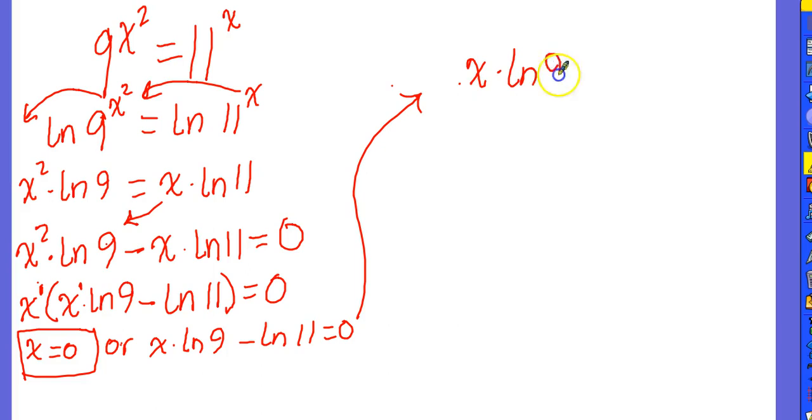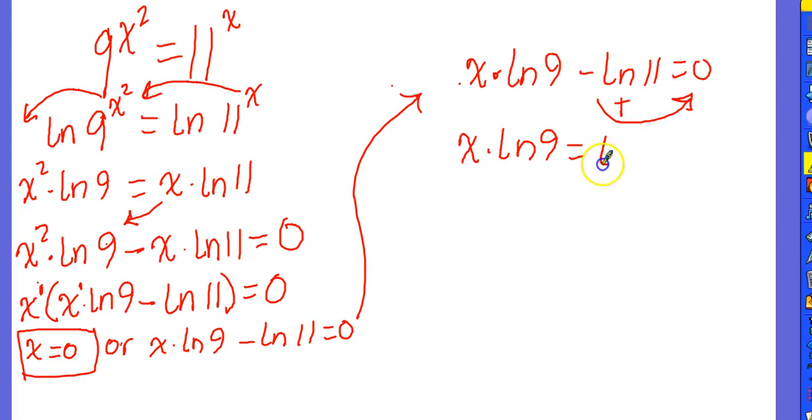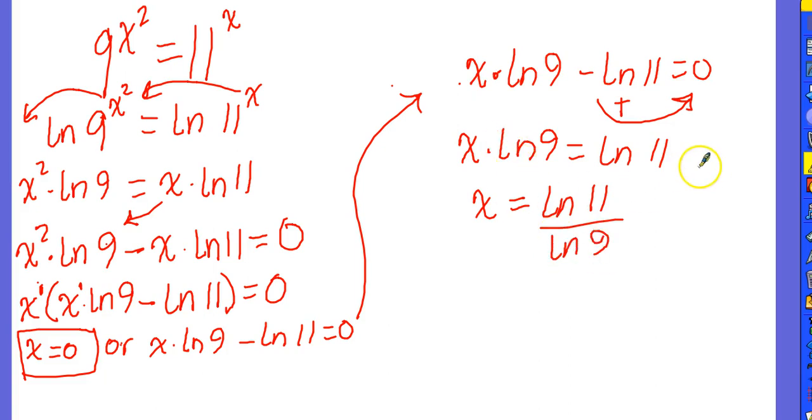So just rewrite it real quick. What would I do to isolate the x here? I would add this to the other side, right? So x times the natural log of 9 equals the natural log of 11, positive, because I'm adding it. And then divide, you got it, divide by the natural log of 9, so that I can move that to the other side. So we'll move that over through division. And then we'll plug it into the calculator and we'll get our second value.